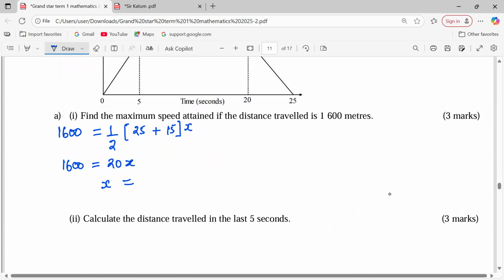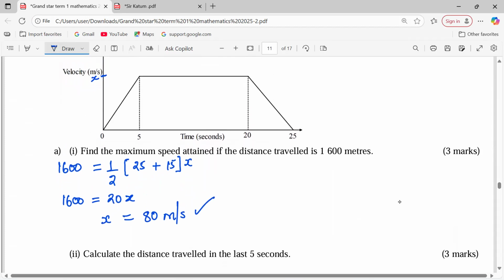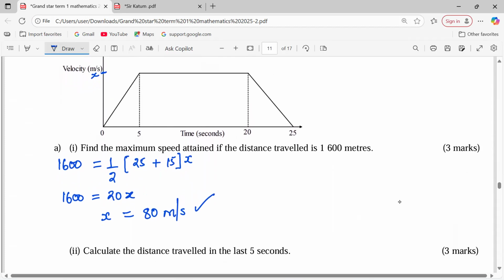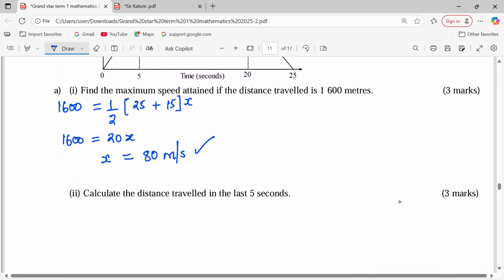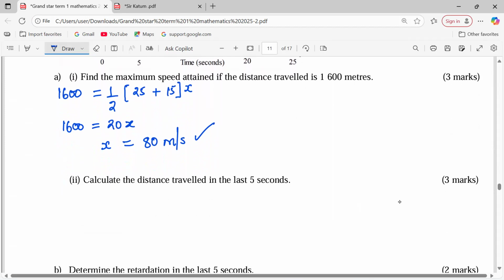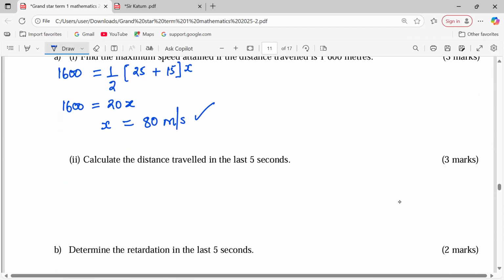At that point, we remain with x, whereby we divide through by 20, giving us 80 meters per second. So that is 80 meters per second as the maximum attained velocity or speed.